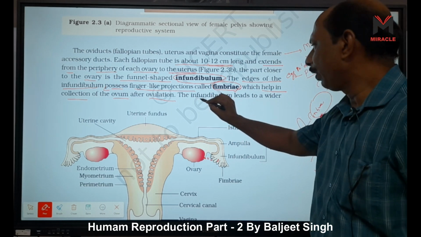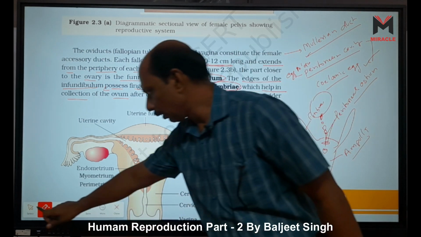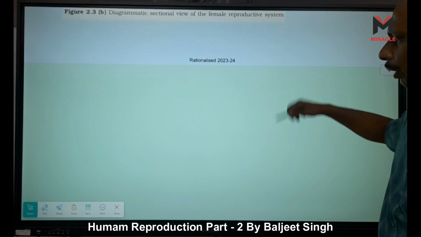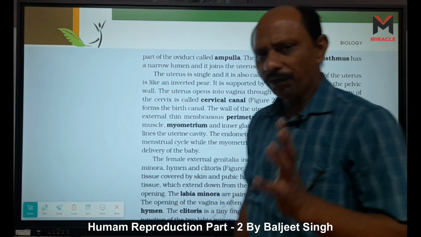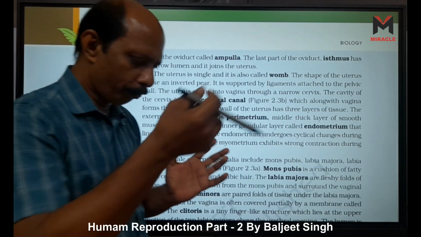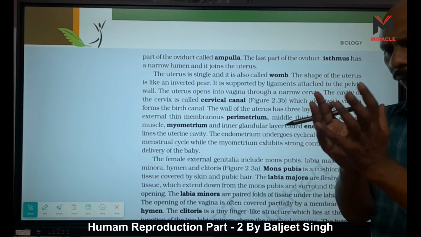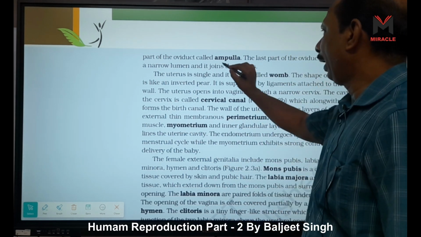Okay, the infundibulum leads to a wider part, or we can say a dilated part, and this one is called our ampulla. This infundibulum, or we can say this peritoneal ostium, opens into a wider part, or dilated part, which is called the ampulla.